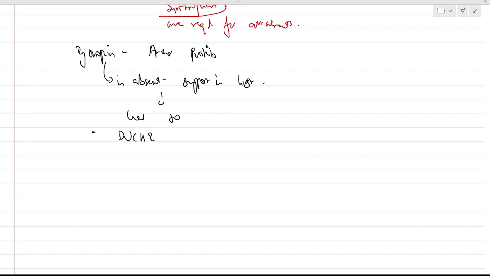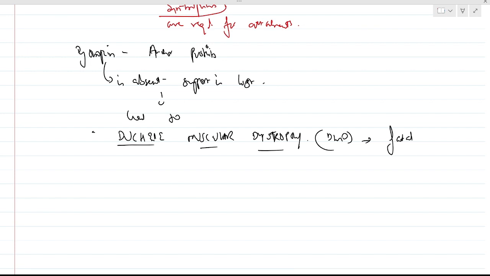Duchenne muscular dystrophy, DMD, and this is a fatal condition. This Duchenne muscular dystrophy is due to absence of dystrophin, which is the anchor protein, and this is a very fatal condition. Here there is muscle weakness of skeletal muscle.